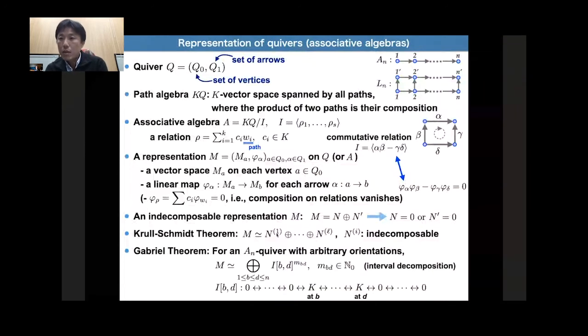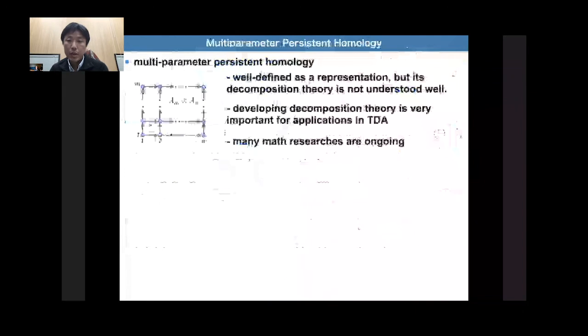Oh, today I forgot to mention that all representations will be finite dimensional ones. So this is a quick review of the representation theory of associative algebra. And now we can define a multi-parameter persistent homology.